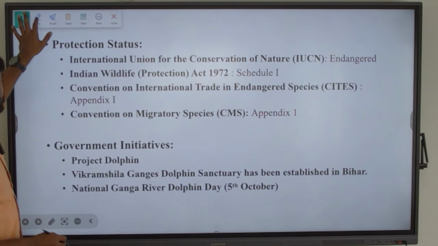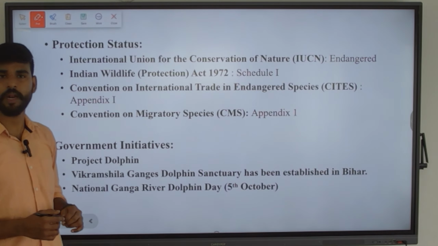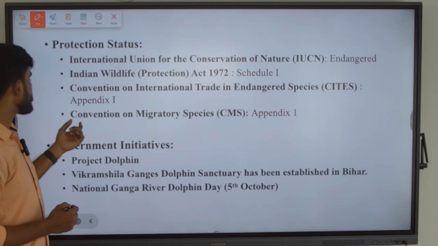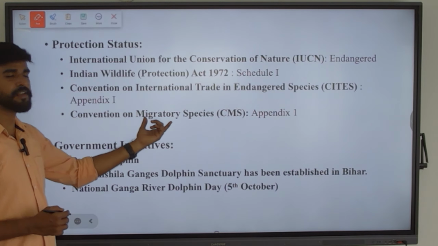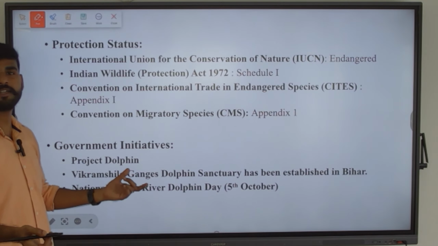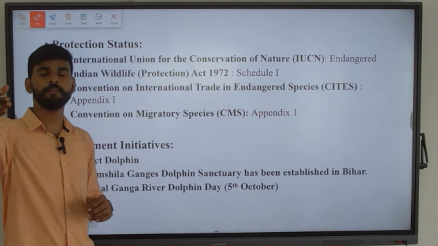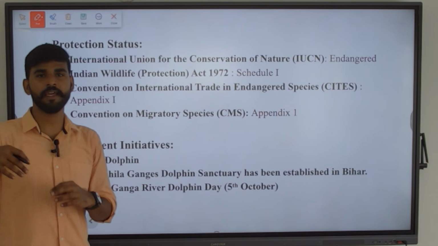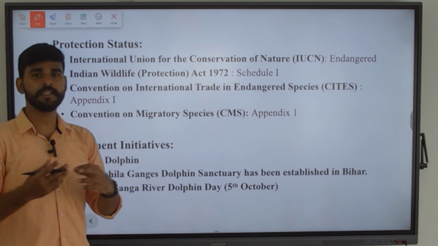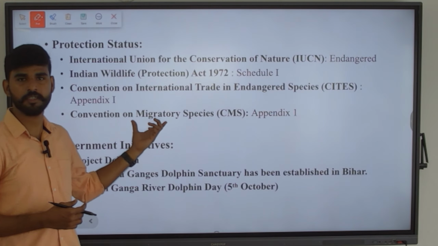Next is the Convention on Migratory Species, that is CMS, where they are placed in Appendix 1 again. So why are they under this Migratory Species Convention? Because they migrate from one river system to another. They go from Ganges river system to Brahmaputra river system, from Brahmaputra to Meghna. Likewise they will be moving here and there. That is why they are conserved under the Migratory Species Convention.